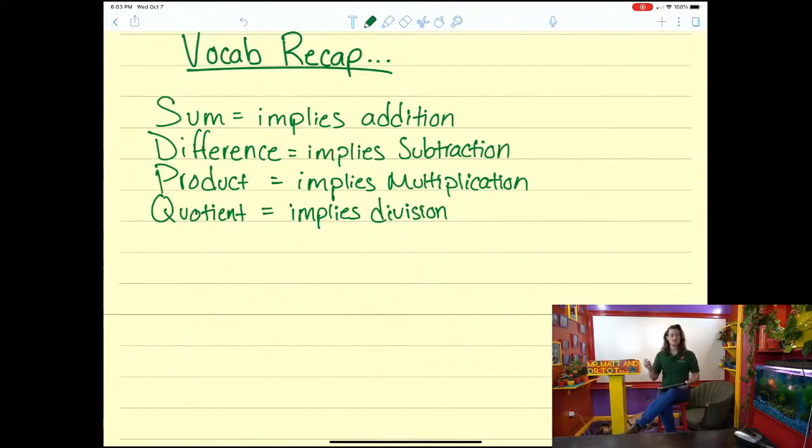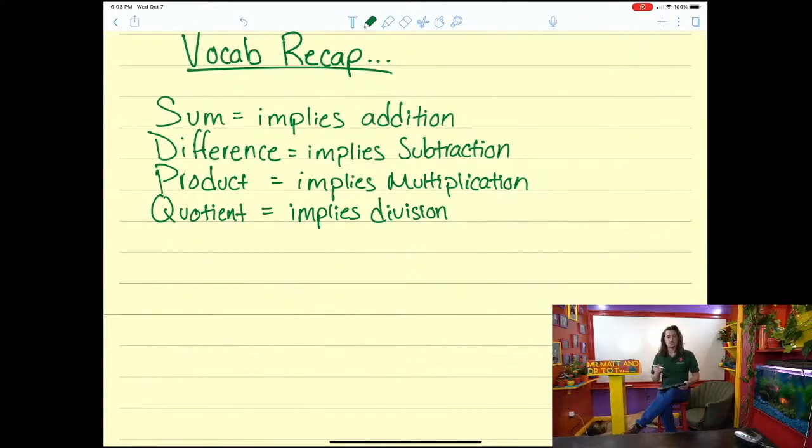So for addition and multiplication, 3 plus 5 is 8. 5 plus 3 is also 8. 3 times 5 is 15. 5 times 3 is also 15. So you can see you can switch the numbers around and you still get the same result.